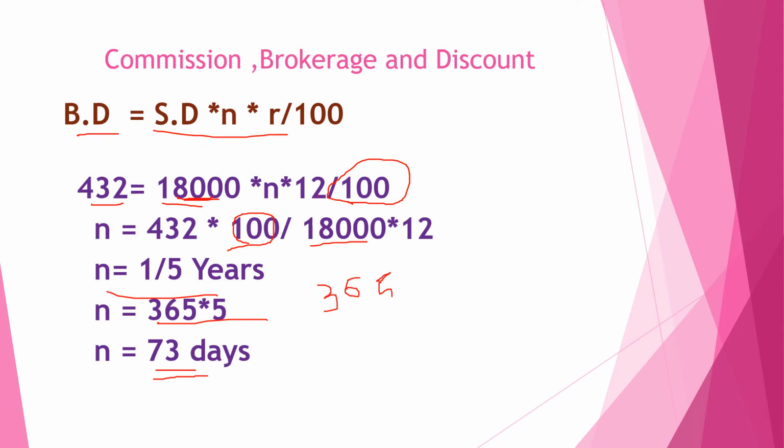So 365 divided by 5. As per our table, 7 5s are 35, 1 carry on, 7 3s are... 5 3s are 15. So the final answer I get over here is 73.